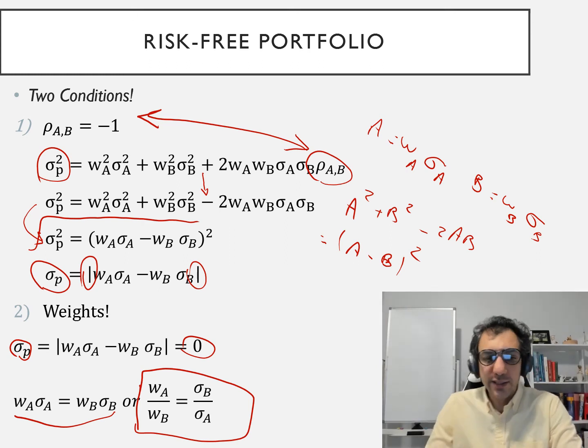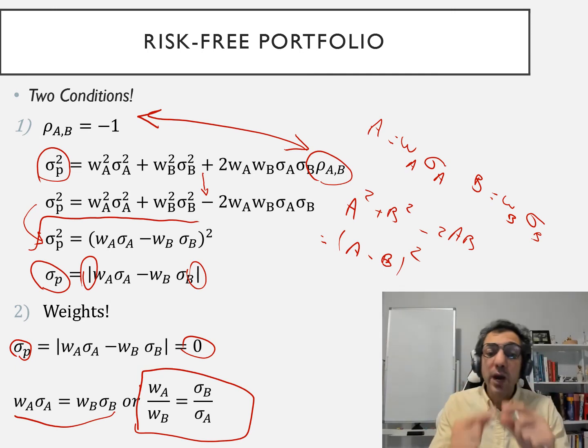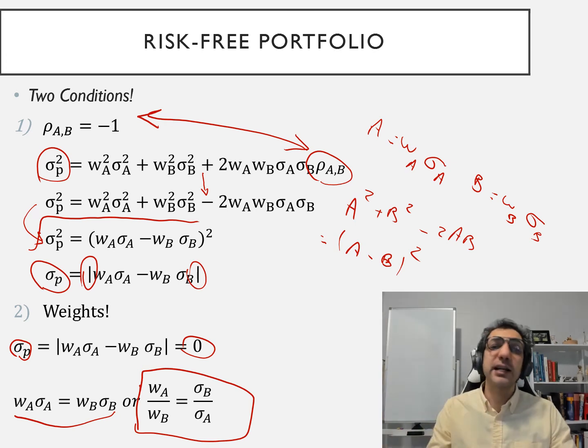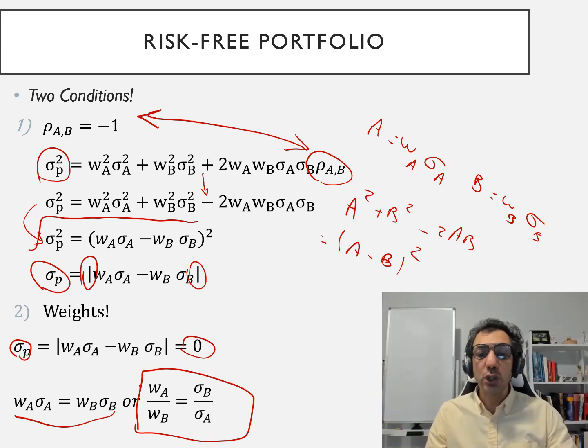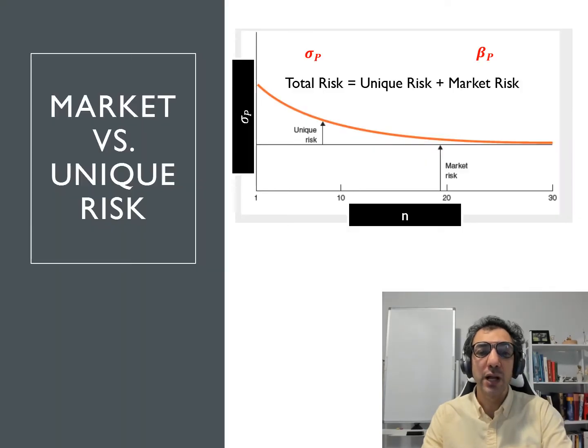Now, why is this important to us? Because this is the second condition. If you can set the weights of two assets in a way which is based on the standard deviation of the two assets, actually you can form a risk-free portfolio. So if you know the standard deviation of two assets, and if you know the correlation is -1, based on that you can calculate the weight, and it shows how much you need to invest in each asset to get a risk-free portfolio. So this is the second condition. You can actually form a risk-free portfolio.